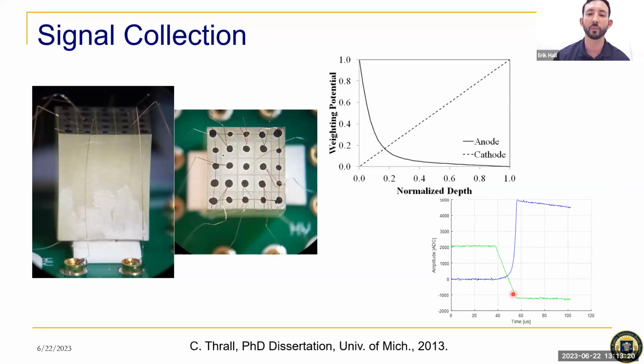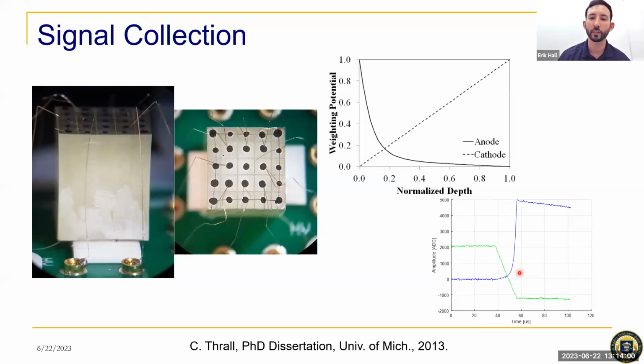You can see an example of this here in the bottom right: an event that happened in the middle bulk of the crystal creates this pixel waveform and this cathode waveform. From these waveforms, this is where we start getting all of our information. The amplitude of this pixel waveform is where we get the energy of the event. Now, if we compare that to the amplitude of the cathode waveform, we can use that as a proportional representation of the depth of the interaction in the crystal.